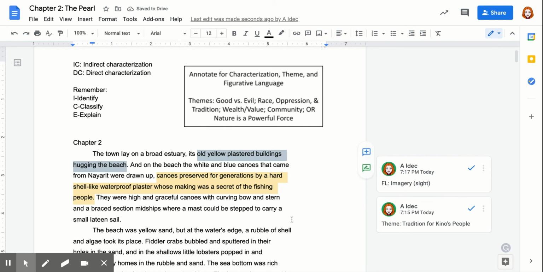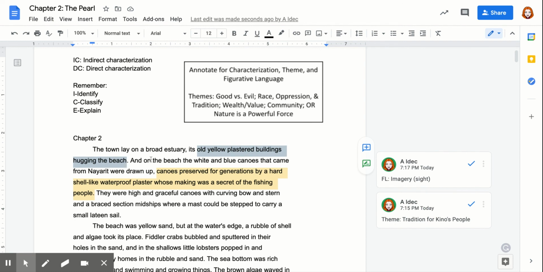So again, you probably have part of reading class and writing class to do this, so you'll have plenty of time to get a lot of this done. It's not homework, but you want to make sure that with the time you have, at least 30 or 35 minutes, you get as much done as you can. You can focus just on characterization, then do the theme, then figurative language, or like I did, go section by section and see what you find.